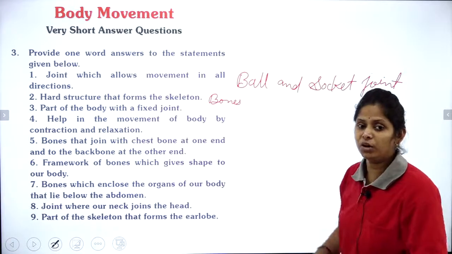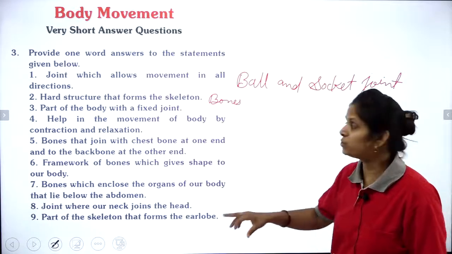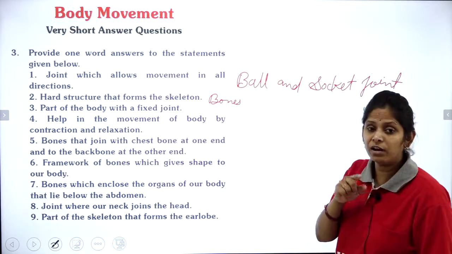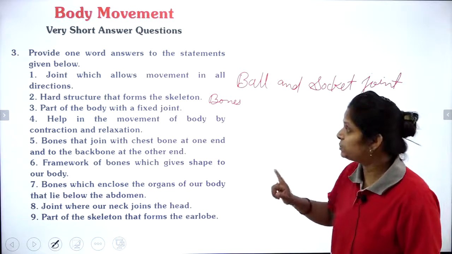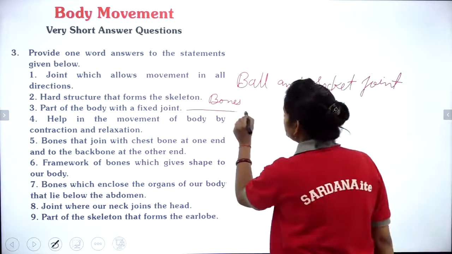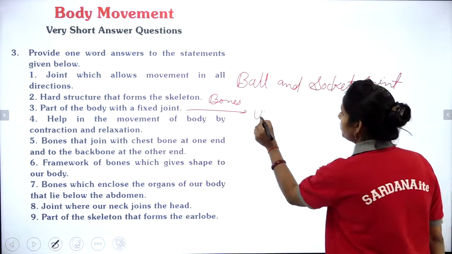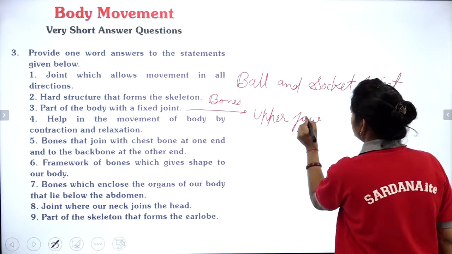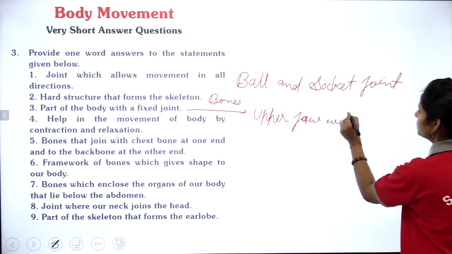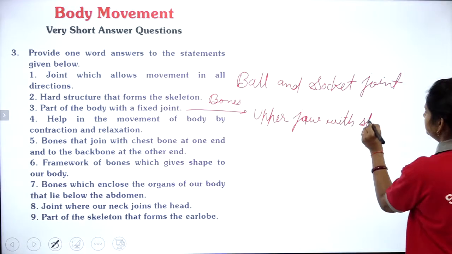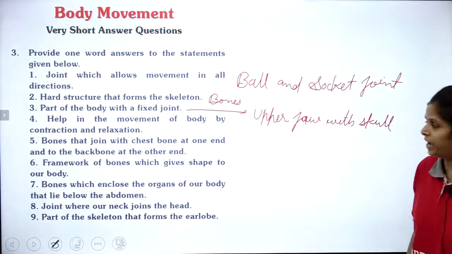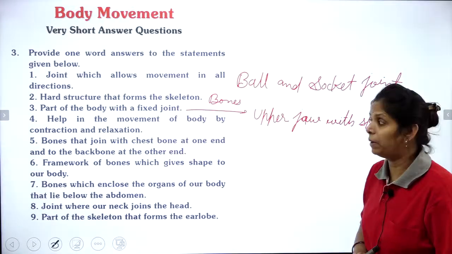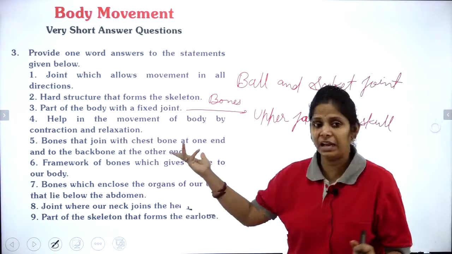You know, in your body parts, where is the presence of a fixed joint? I told you about this one. The upper jaw with the skull. Yes, there is a fixed joint present. So for this you have to write down here upper jaw with skull.